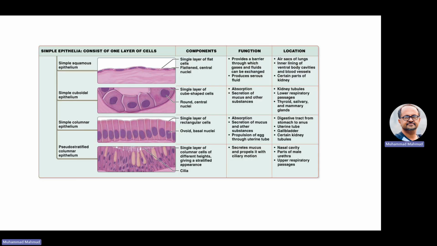So all these four types of cells that we discussed so far, they belong to the simple epithelium. Again, if it is flat, simple squamous. If it is a square, simple cuboidal. If they are rectangular, simple columnar. And if they look like multiple layers but actually one layer, this is pseudo-stratified columnar epithelium. These are all single layer.